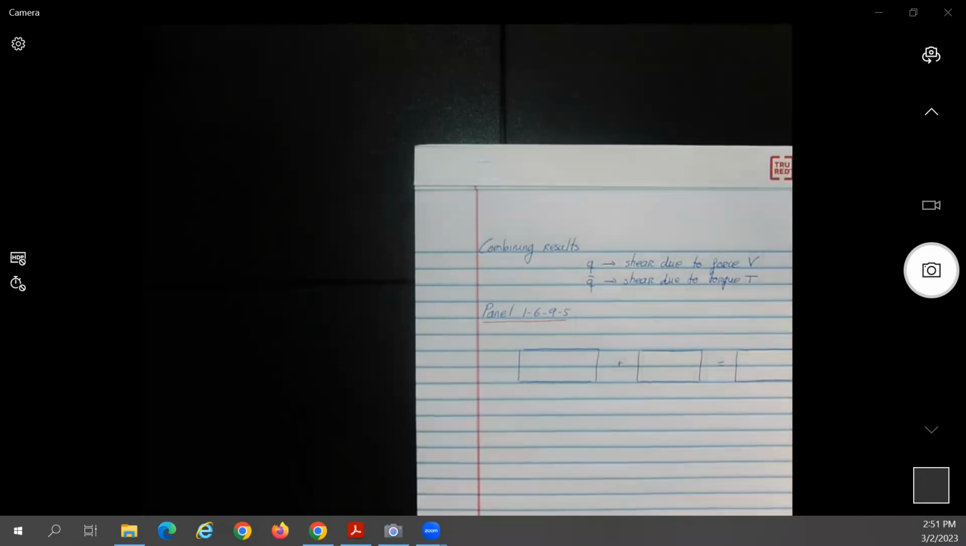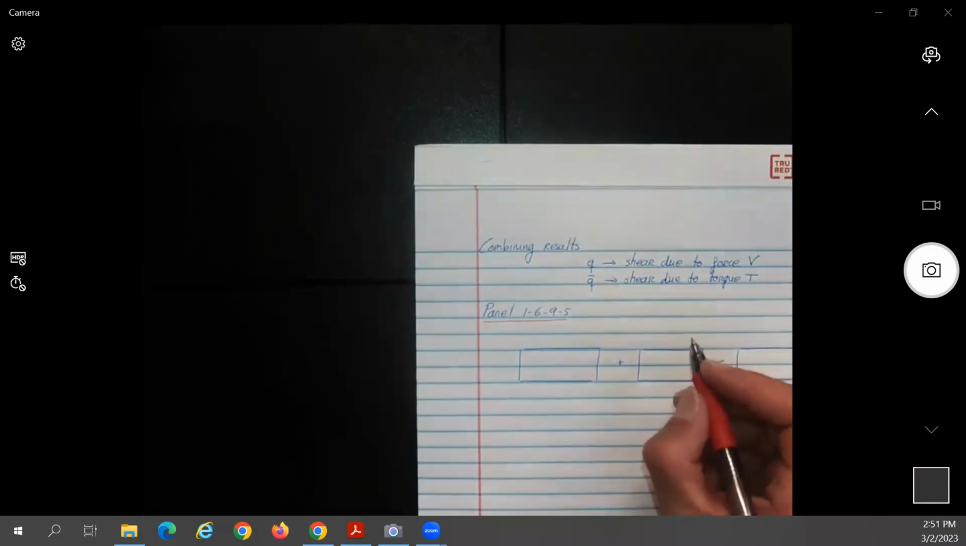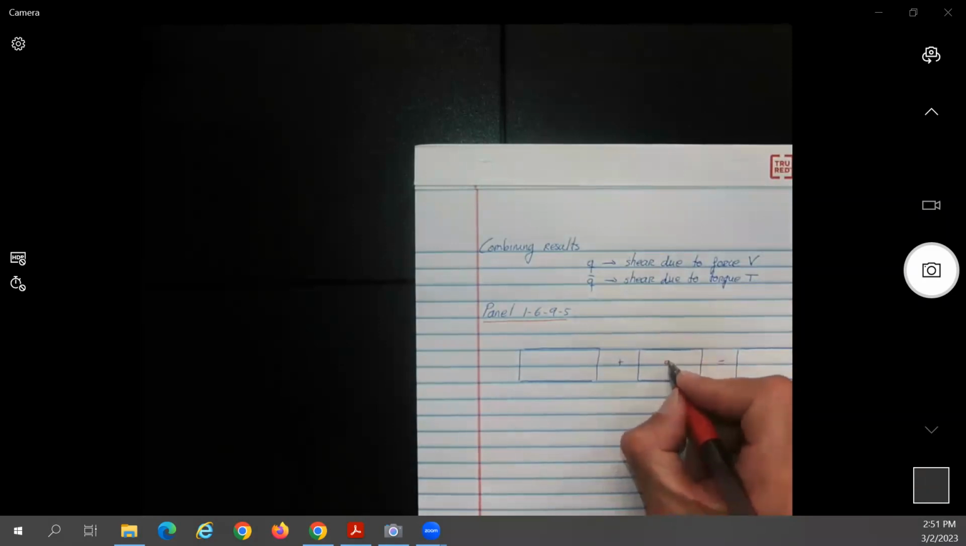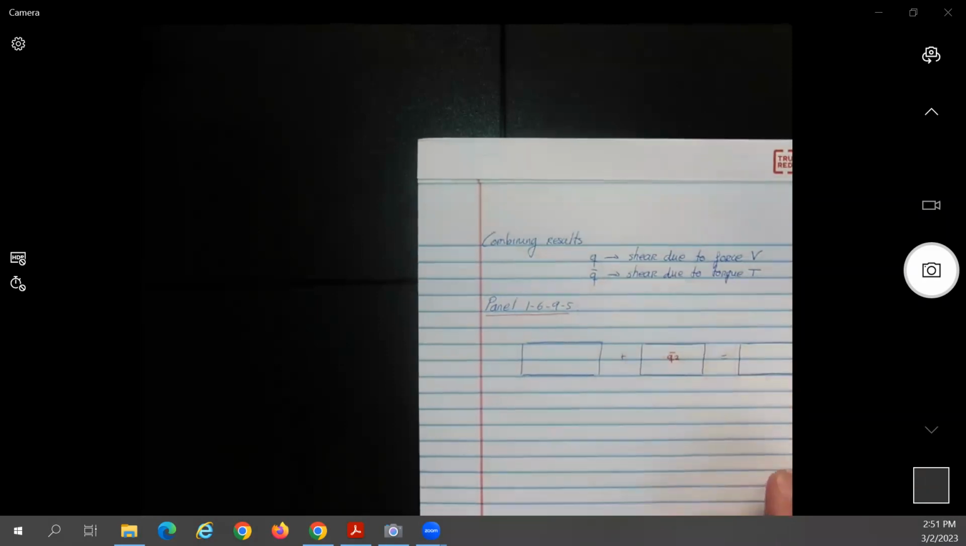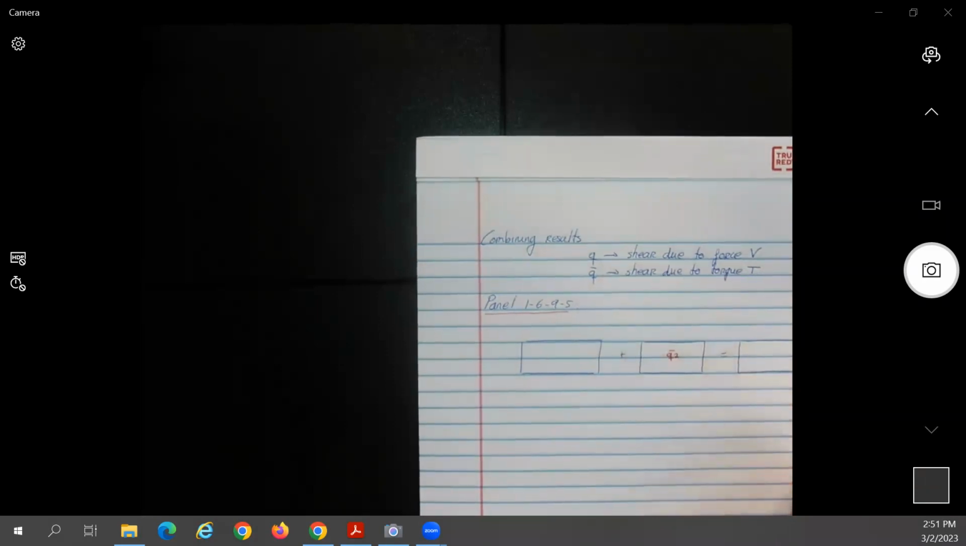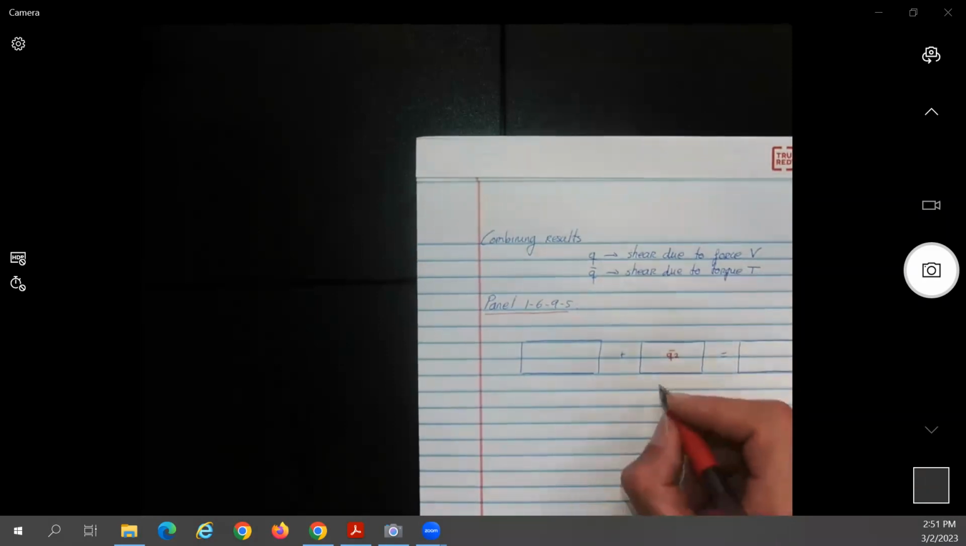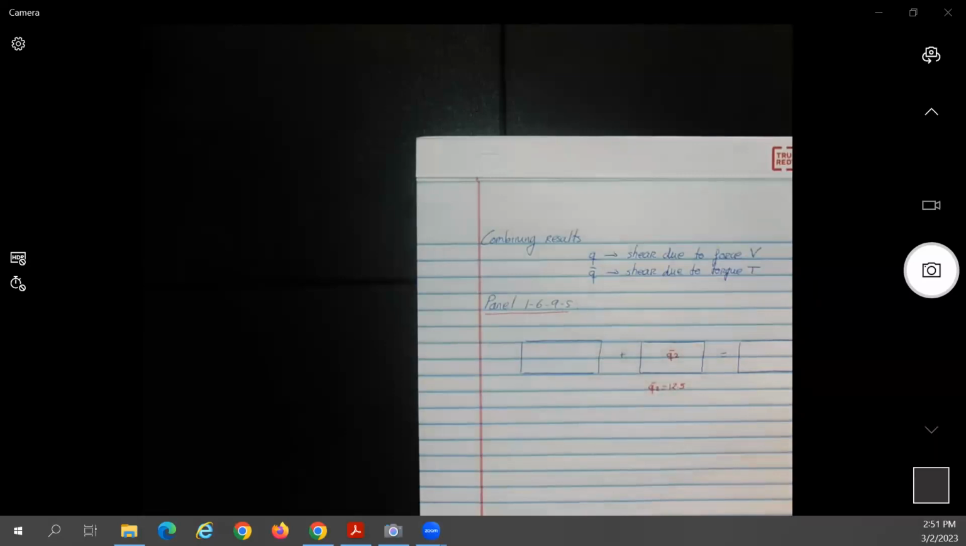Okay, so that one is the one we just did. So what was Q bar 2? This is Q bar 2 that we calculated to be equal to what? 12.5. And what was the direction of Q bar 2?